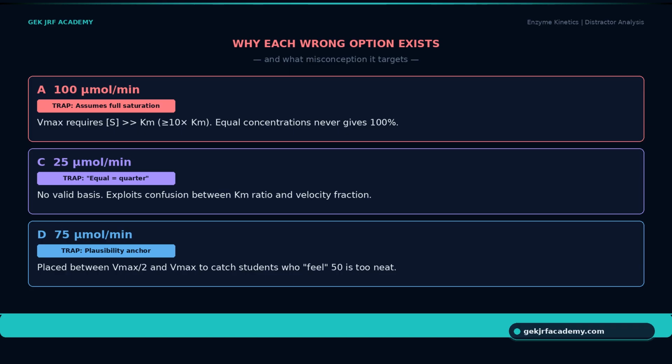Option C, 25 micromoles per minute, has no valid mathematical basis. It exploits students who assume that equal concentrations should produce a quarter of maximum velocity. Option D, 75 micromoles per minute, is placed between Vmax over 2 and Vmax to trap students who feel the correct answer is too straightforward. Knowing why wrong answers are wrong is what protects you when the examiner changes the question format.